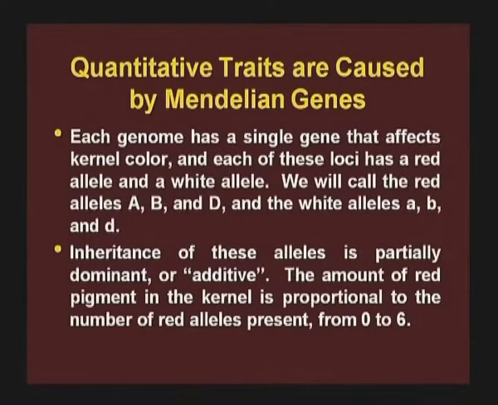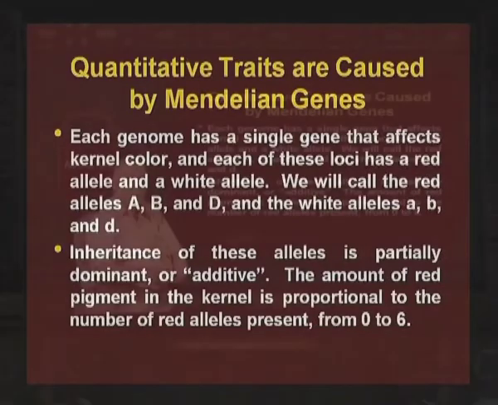Each genome has a single gene that affects kernel color, and each of these loci has a red allele and a white allele. We will call the red alleles A, B and D, and the white alleles small a, b and d. Inheritance of these alleles is partially dominant or additive. The amount of red pigment in the kernel is proportional to the number of red alleles present, from 0 to 6.